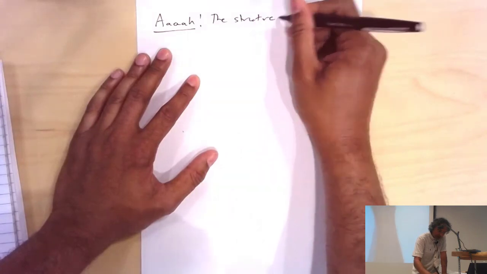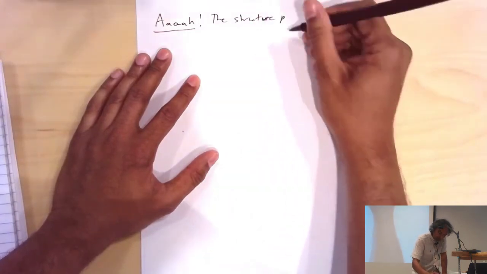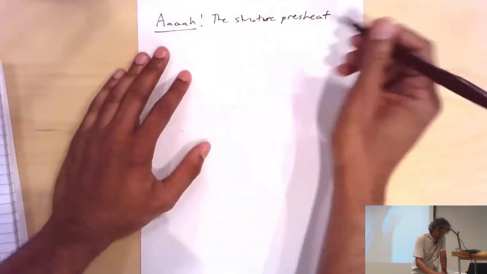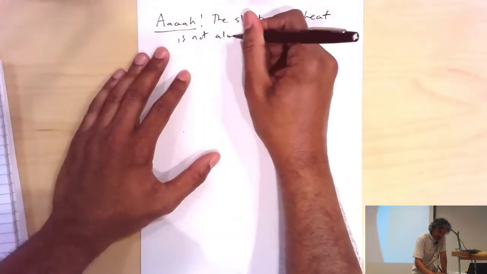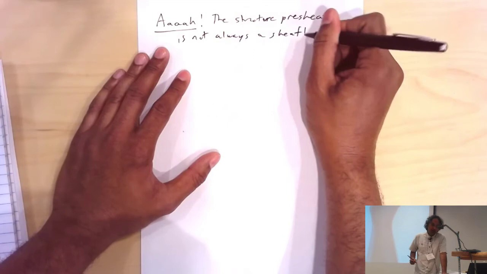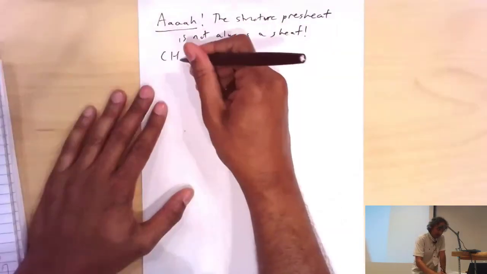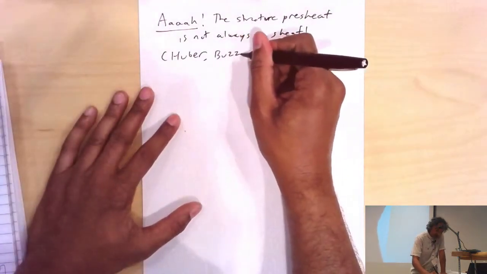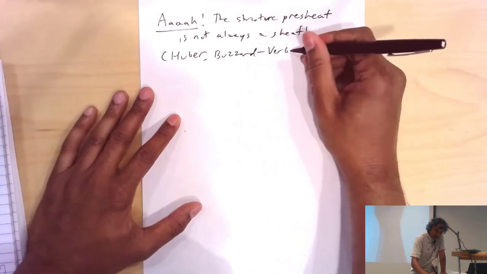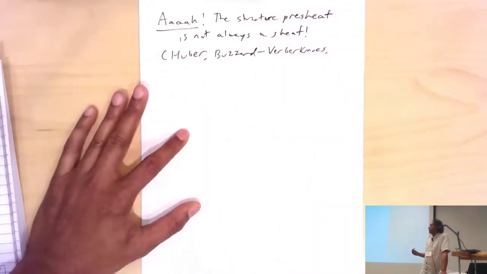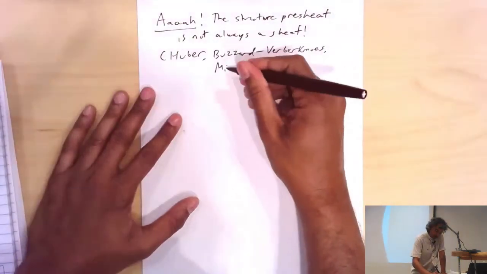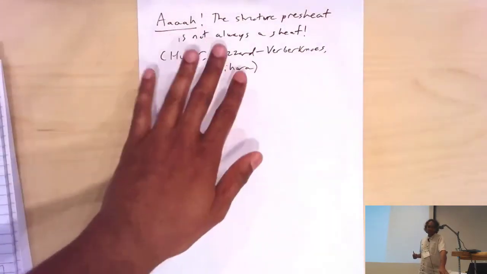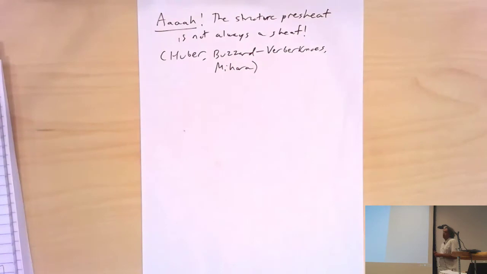The structure pre-sheaf, yes, it's so terrible my handwriting is starting to degenerate, but let's see if I can hold back a bit. The structure pre-sheaf is not always a sheaf. And actually, Huber already noticed this. And more recent examples that have more restrictive properties, so they're somehow even worse counterexamples, were given by Buzzard, Verdière, and Mihara. I actually don't include these examples in the notes, but I include the references to them, so you can look those up if you want.